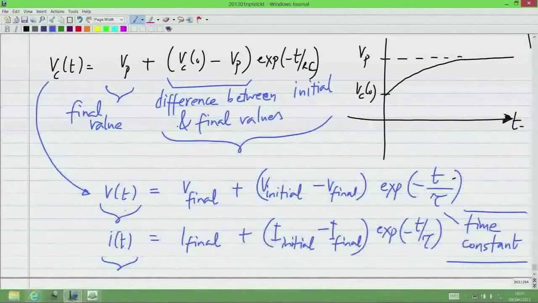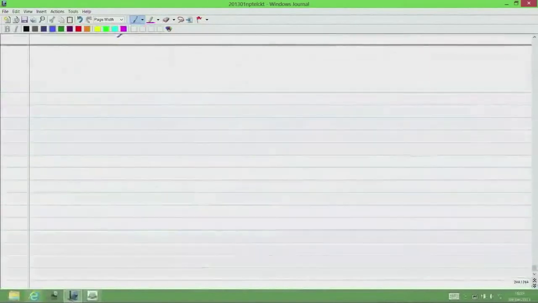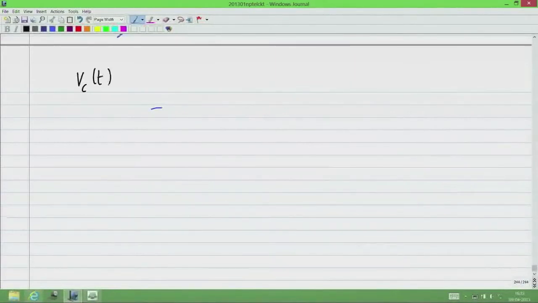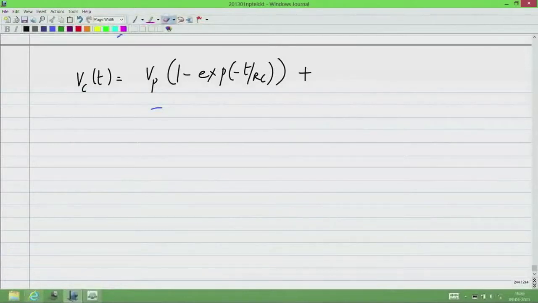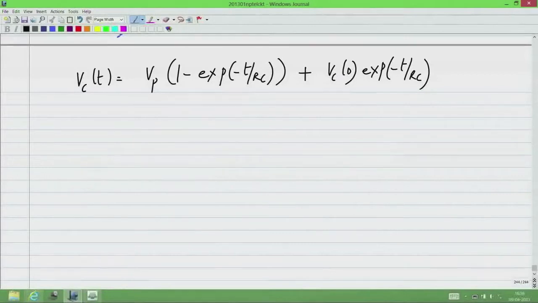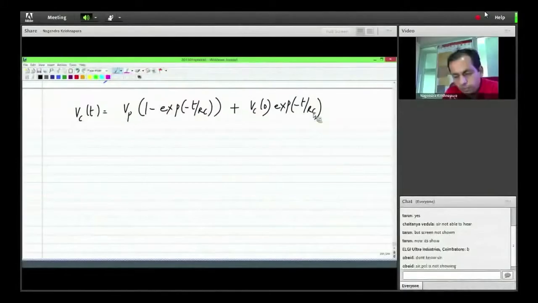In fact, you would have seen this type of formula, but it has some basis. Essentially, what it says is that it expresses it as the final value plus the difference decaying over time. Now we also had expressed the expression in a slightly different way. Vc of t is Vp times 1 minus exponential minus t by RC plus Vc of 0 exponential minus t by RC. It's exactly the same expression, but divided differently, as zero input and zero state responses.